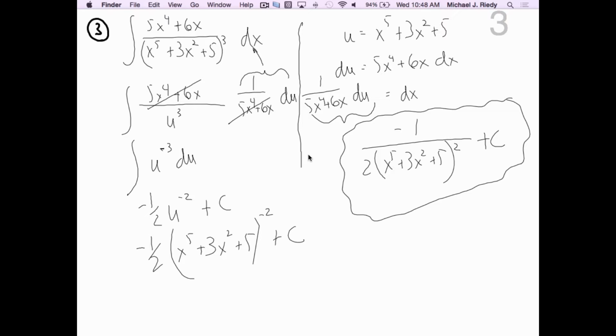You can't have your answer in terms of u, like you can't just have negative 1 half u squared. No, you gotta substitute it back in at the end. Yeah. For the most part, we will see some instances where you can leave it in u because you're going to do more with it, but initially what we're doing now, you just put it back in terms of x.